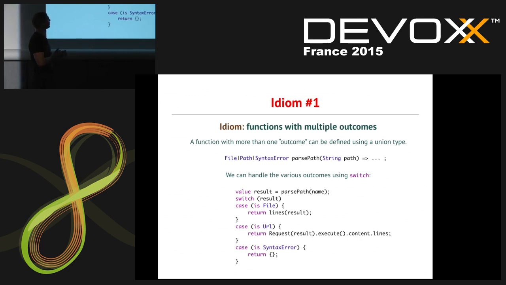So, instead of returning object or throwing an exception, what I would typically do is consider each of those possible outcomes as the cases of a union type here. So I have a function that returns a file or a path or a syntax error. And now, from the point of view of the caller, well, he just handles the various outcomes using switch. The difference being that the compiler can now validate that I've exhausted all cases of the return type, or all cases of result, and no other cases, right? So there's a lot more that the compiler can do here.